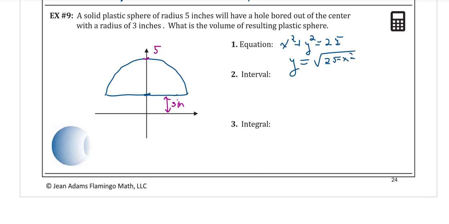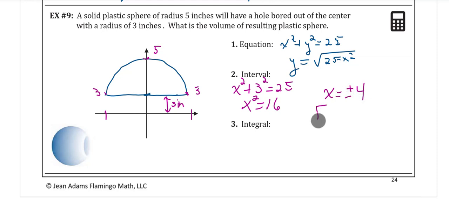We're going to need that. To find the interval now, we know we need these values here at either end. And it's not going to be 5 and negative 5. What's going to happen here now is we have a y value already. We know the y values are 3 at both ends. So in our equation, x squared plus 3 squared has to equal 25. So what x values give us that? So we're going to get x squared equals 16. So my interval is going to be plus or minus 4. So it's going to be from negative 4 to 4.